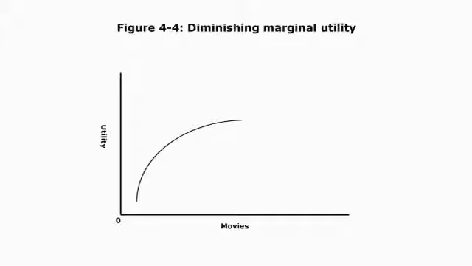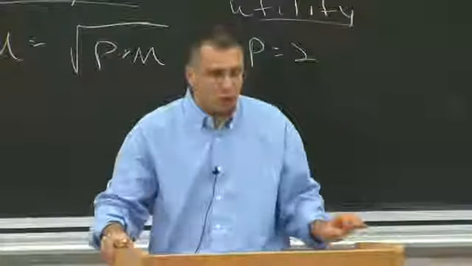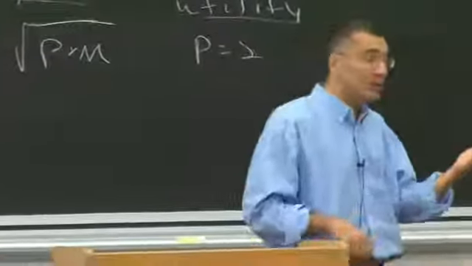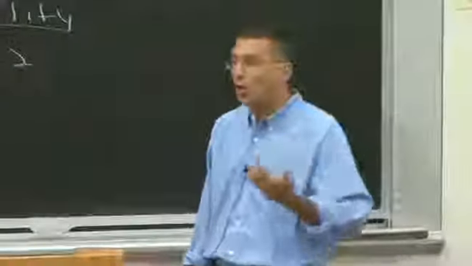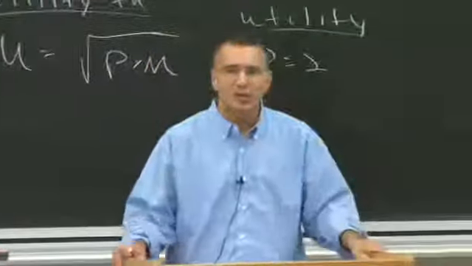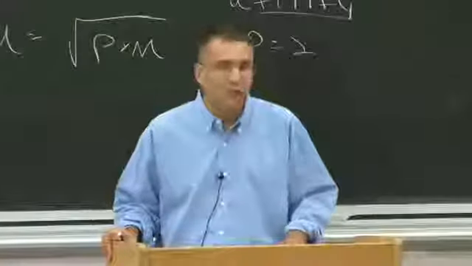What figure 4.4 is showing is how your marginal utility for movies evolves, how your utility evolves as you get more movies. Given that you have 2 pizzas, this is the evolution of your utility as you get more movies. So each additional movie increases your utility. The slope is positive. More is better, we know that. Even if it's some date movie, it still improves your utility.